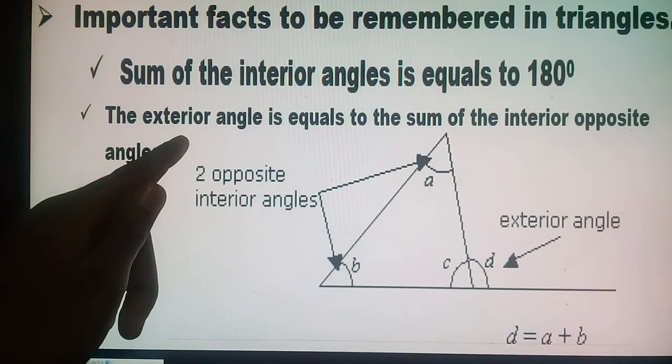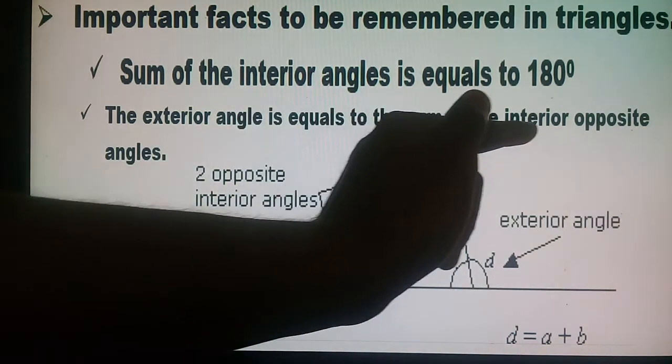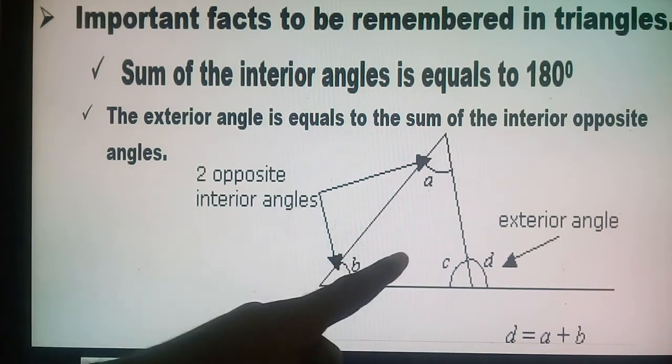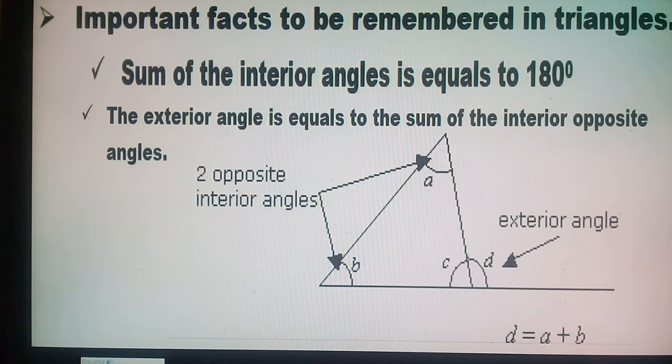There, that's the theorem. They say the exterior angle, which is D, is equal to the sum of the interior opposite angles. The interior opposite angles are A and B. That's why they're talking about the sum of the interior angles equaling the exterior angle. That is the most important thing that you have to know in triangles.